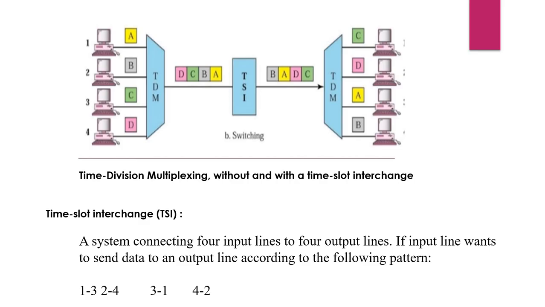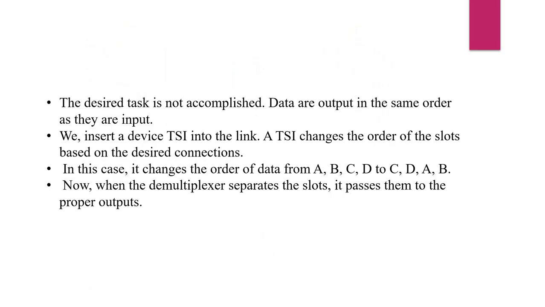The time slot interchange switch, that is a TSI switch, is a system connecting four input lines to four output lines. Input lines want to send data to output lines according to the following patterns: 1 to 3, 2 to 4, 3 to 1, 4 to 2. So the desired talk is not accomplished. Data are output in the same order as they are input.